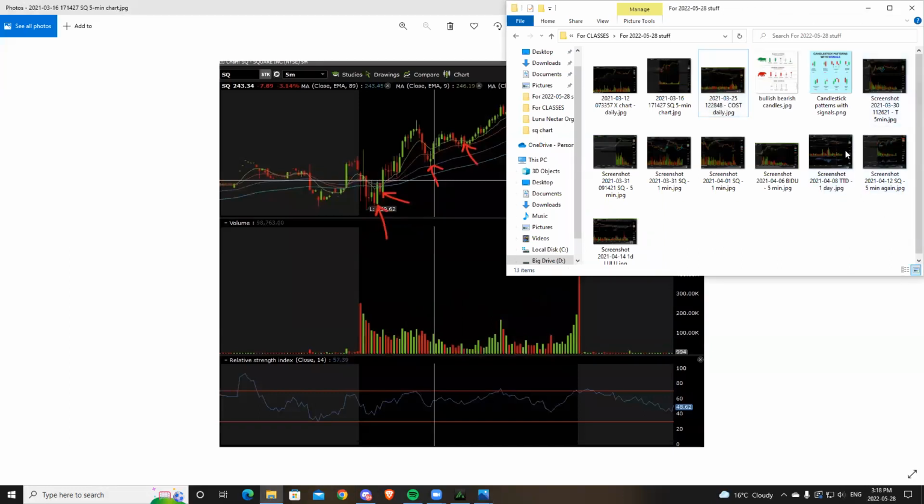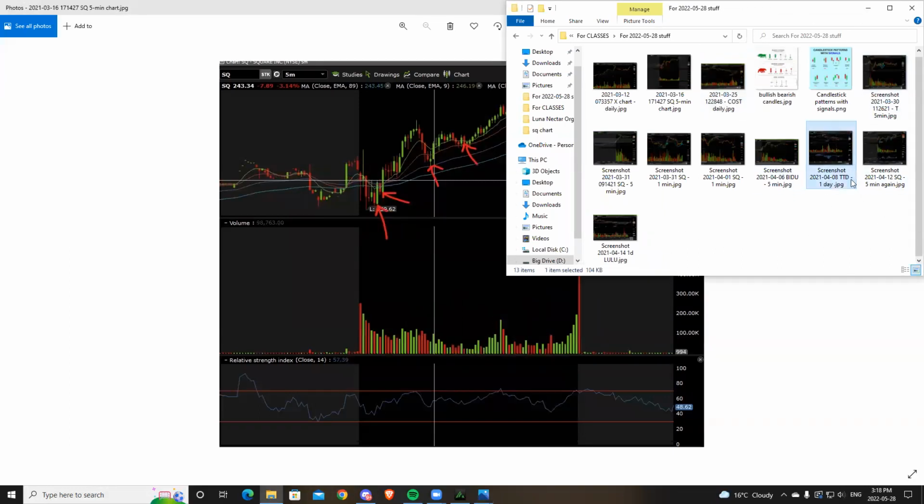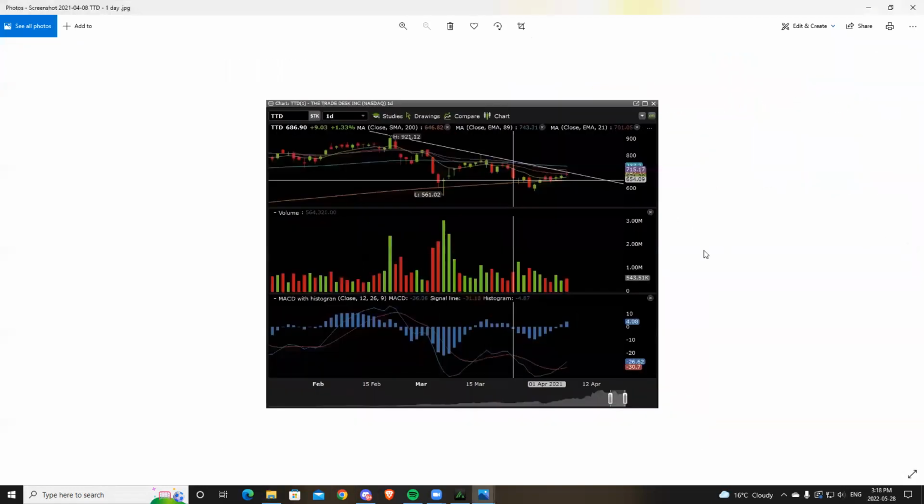And then let's probably look at the Trade Desk. This was back when it hadn't split yet. So this trade right here is the reversal, right? It dropped to 561, opened up to like 654, right? Or yeah, I think this one is about 654.